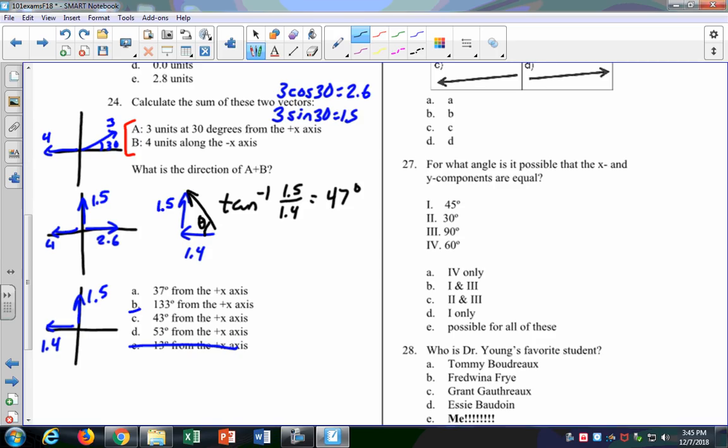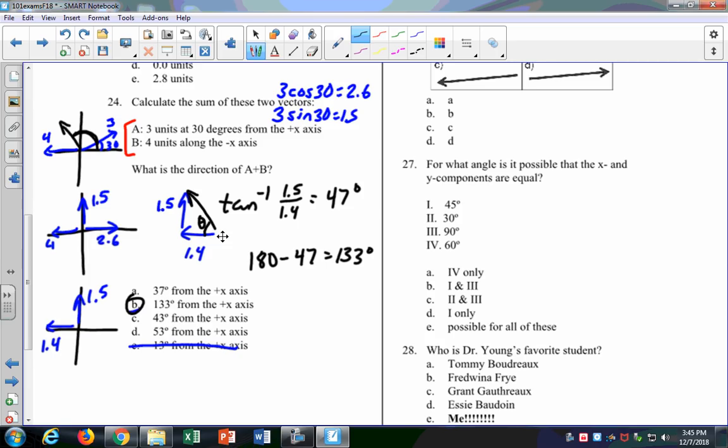But I would realize then that I'm looking for, if my resultant is right here, this angle. So it's going to be 180 minus 47, which is 133 degrees from the positive x-axis. So B is the right answer. Which fits with what I think the answer should be, right? It seems like the reasonable answer for that.